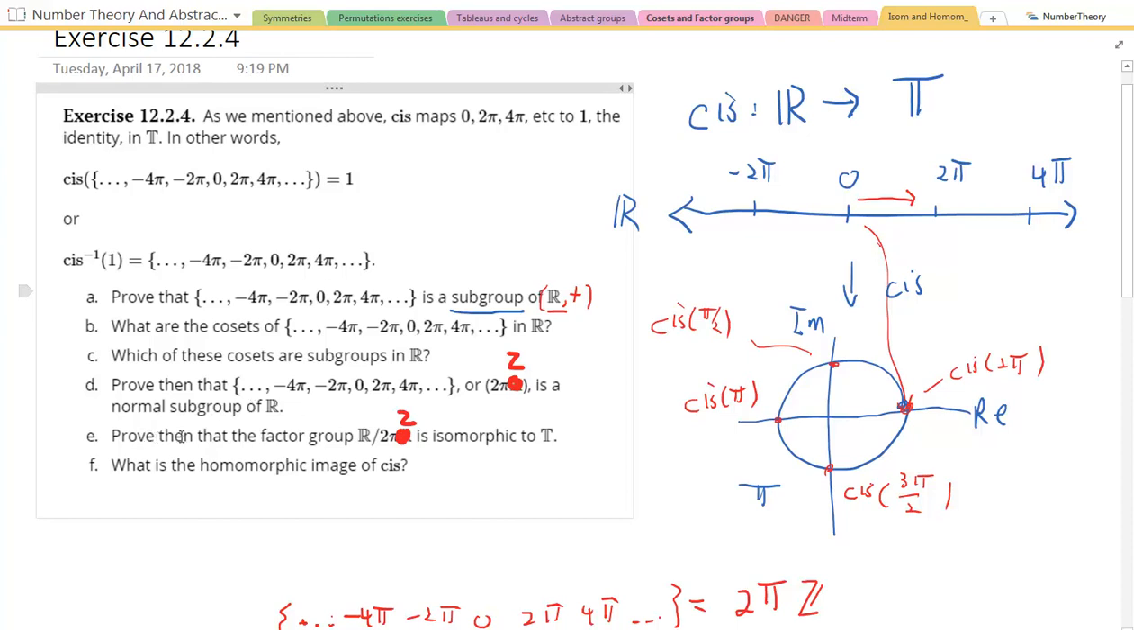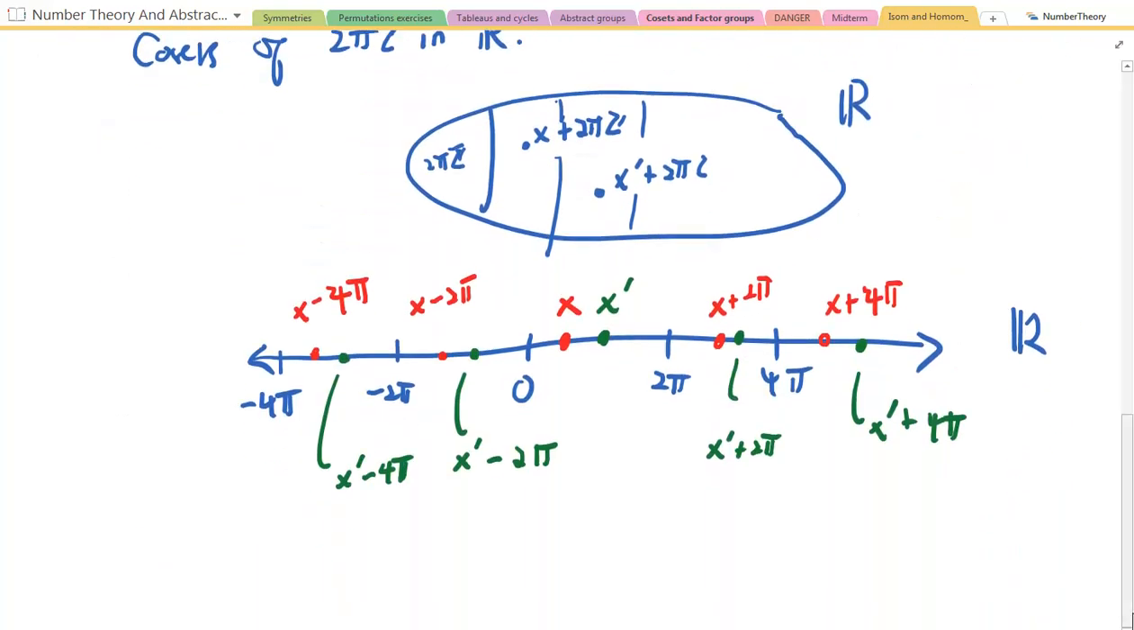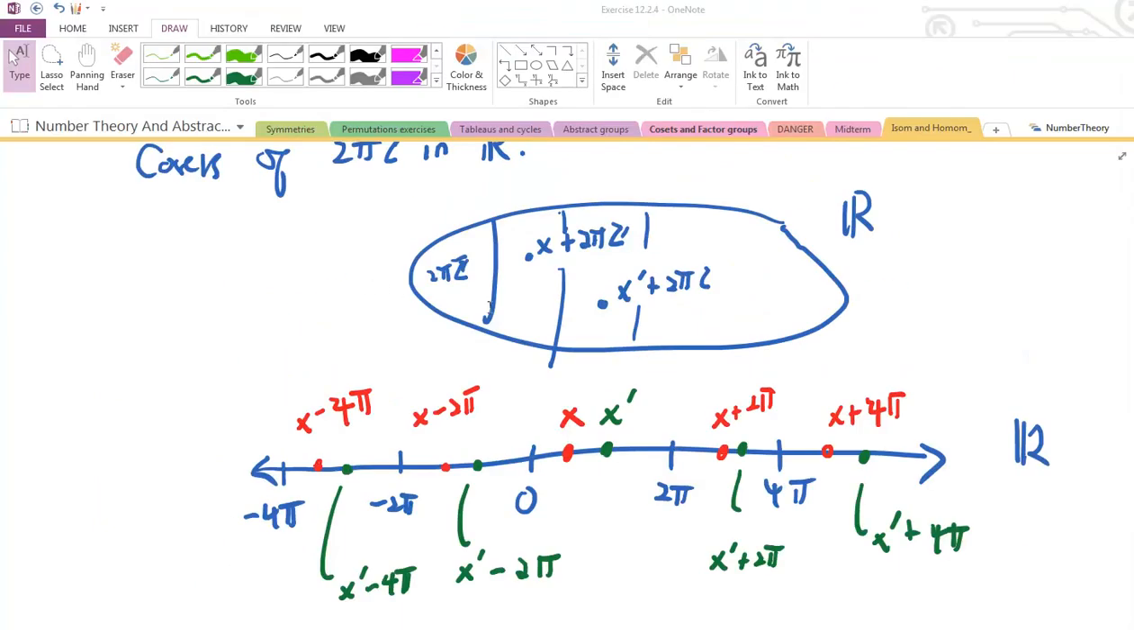All right, now, prove that the factor group R mod 2 pi z is isomorphic to T. So let's talk about that. Okay, that's our next part here.